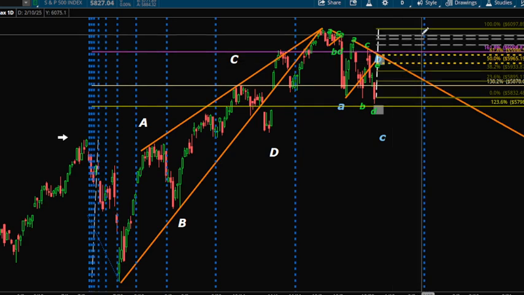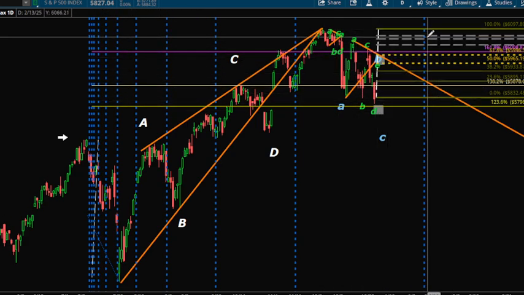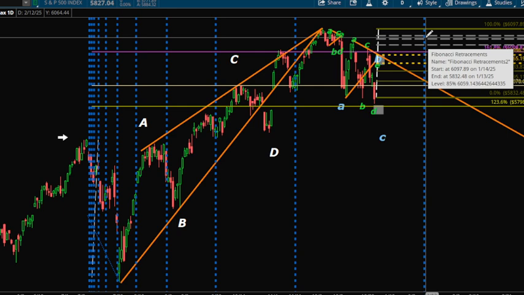Now, if it goes higher, if we're getting an expanded flat for this final leg C, we turn up higher, then yeah, maybe a short position. But the week of February 5th, something's going to happen.